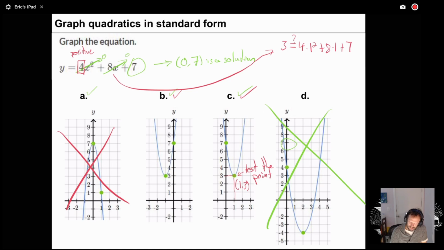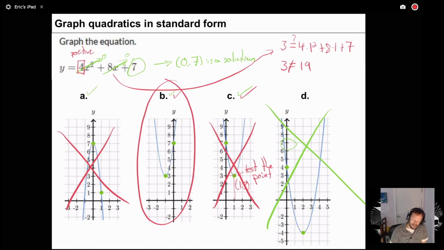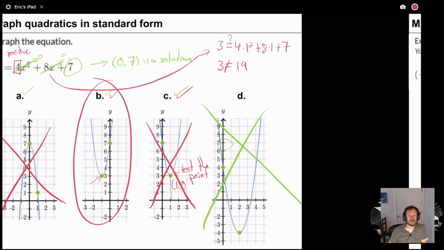1 plus 7. I'm adding together a bunch of positive numbers on the right that are all bigger than 7. It's clearly not going to work, but just for completeness' sake, 3, and now I've got 4 plus 8 is 12 plus 7, 19. 3 is not equal to 19. Cannot be C. B has to be our answer. You could plug in -1 to check and confirm, but I feel confident enough about our methods that we're going to move on.